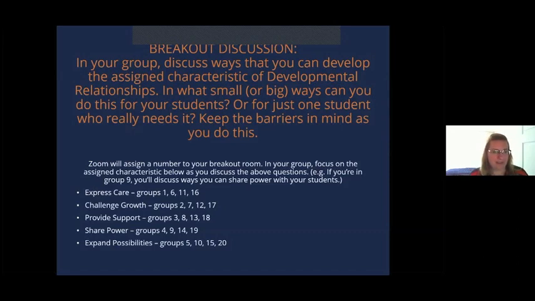So perfect. Any other ideas on providing support? Any groups that talked about providing support? And a lot of these we'll find are intertwined. For instance, the snacks that we've talked about can be seen as expressing care and providing support, right? You are attending to their needs, you're giving them what they need as far as support, but it also shows that you care.